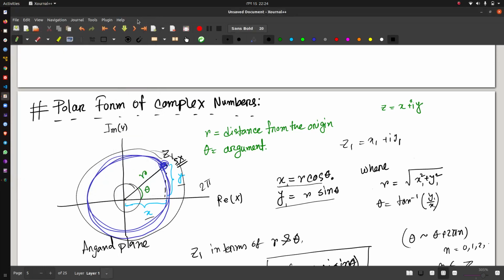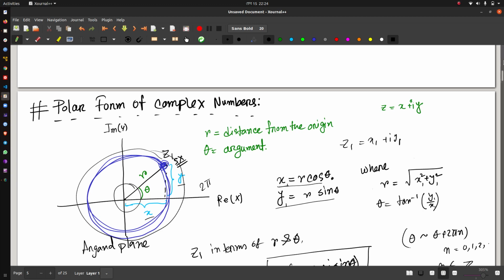Hi everyone, and in this lecture we are going to discuss the polar form of complex numbers at first, and then we are going to discuss the exponential form, and finally we'll see how we can compute the roots of a complex number and how we can deal with the powers of a complex number.